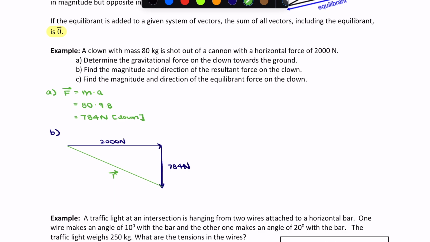And we have our angle, or theta, here. And here, again, if our resultant vector is going this way, then again, we're going to find the magnitude and direction of the equilibrium force on the ground. Again, the magnitude is the same, but it is in the opposite direction, and we'll represent that as vector E.